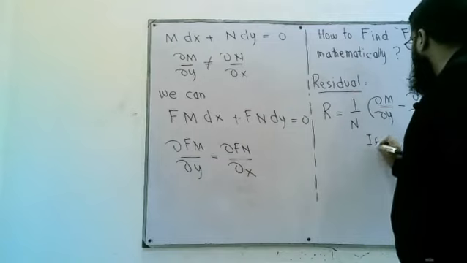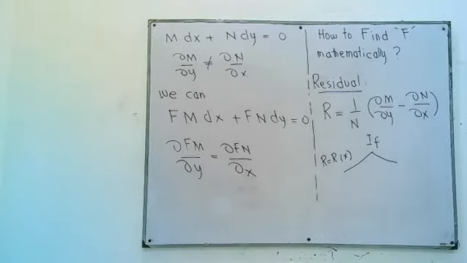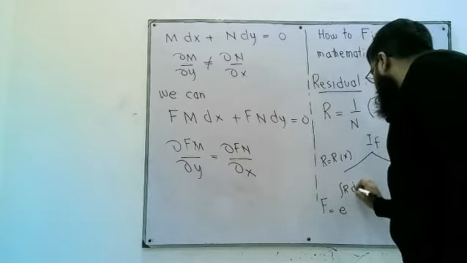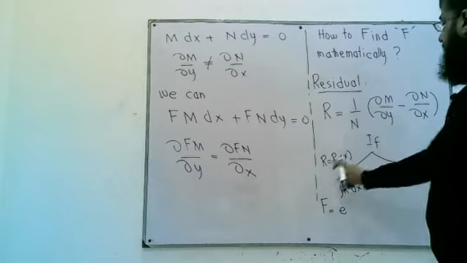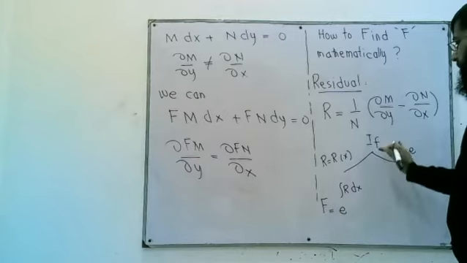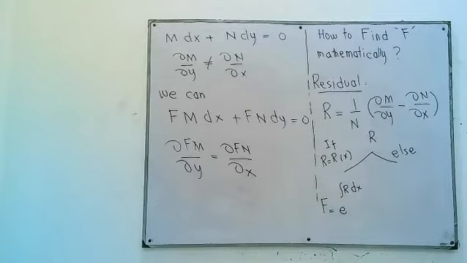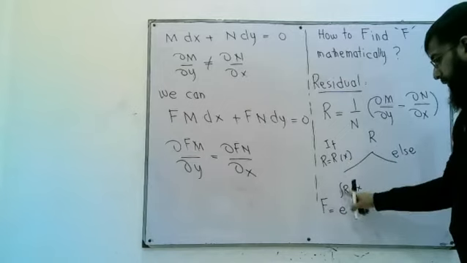And if r is a function of x, that's simple. If this residual comes out to be a function of x only, f is e to the integral r dx, but this f is only equal to this if we have r, the residual, that comes out to be only a function of x. But else, if r is a function of x only, the integrating factor would be e to the integral r dx.